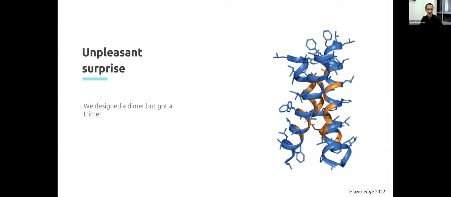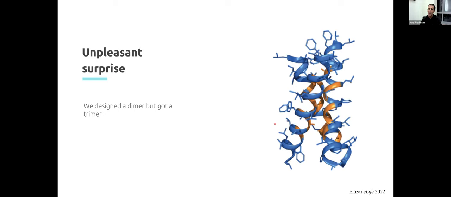You may be a little bit comforted to see that the interfaces we designed there are in orange, and they form very similar interfaces to the ones we designed. But this is clearly the wrong state, right? It forms a trimer rather than a dimer. But this gave us an insight into what is potentially an important principle for transmembrane protein design, that these TMDs are actually prone to forming higher order oligomers.